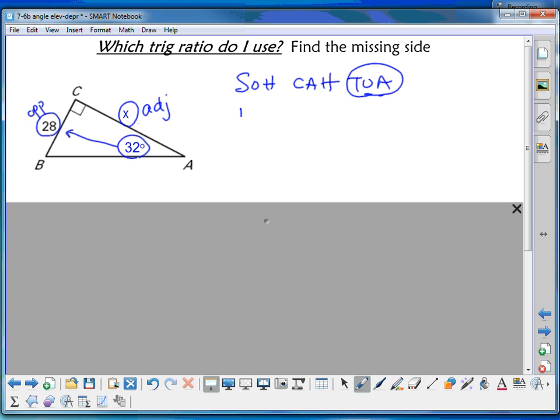So I set it up. The tangent of 32 degrees is opposite over adjacent, so 28 over x. And then we use algebra to solve for x, and we get x is equal to 28 over the tangent of 32. If you plug that into your calculator to the nearest tenth, it is about 44.8.